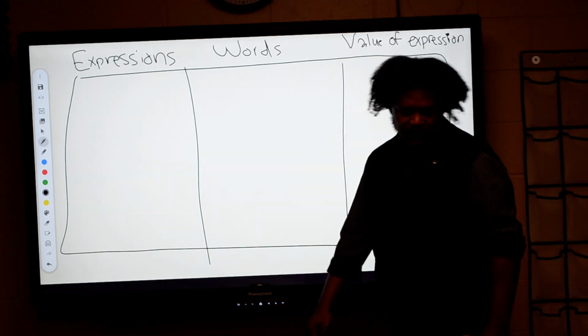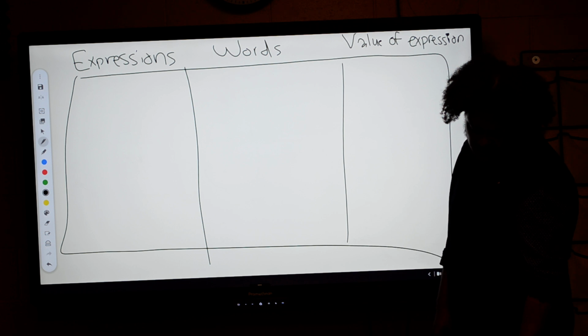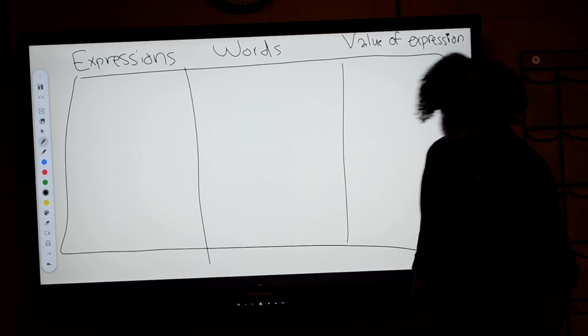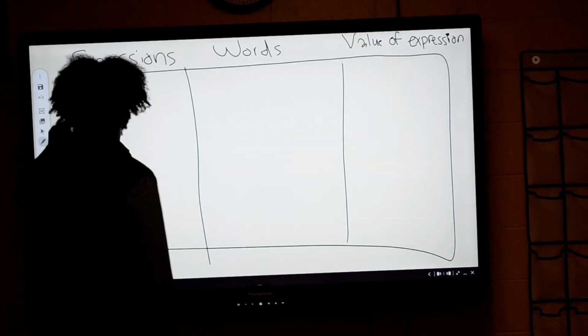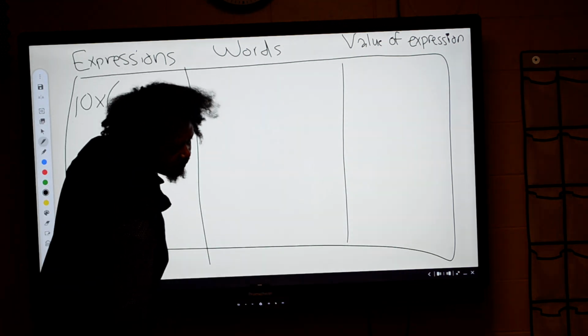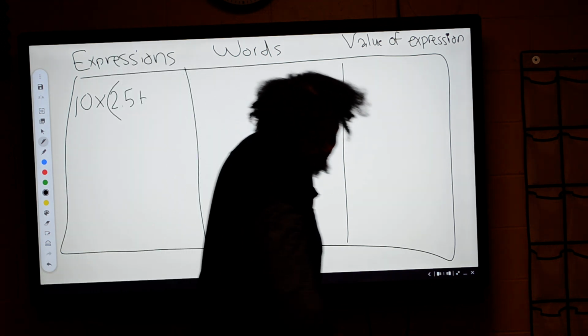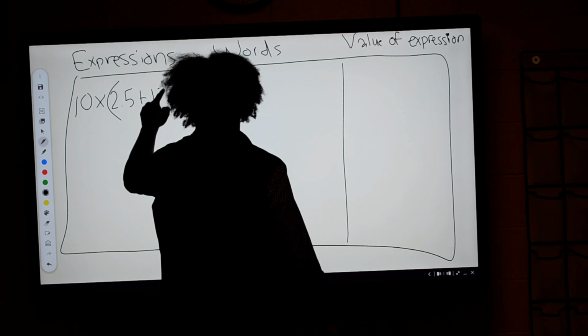Okay, so now that we have our table up, I'll write the first expression in. It says 10 times the sum of 2.5 plus 13.5. So here's how it looks. 10 times the sum of 2.5 and 13.5.